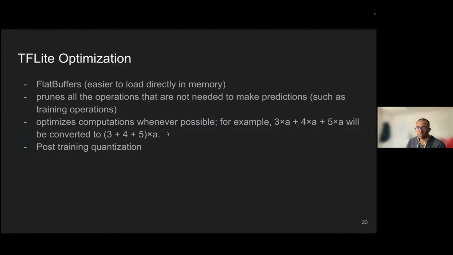Some of the optimizations that TensorFlow Lite does: by default, when you use a TensorFlow saved model, it uses protobufs that are not easy to load in memory. When you use flat buffers, as long as you load the asset, it directly maps to memory. So you don't need to do any pre-processing or mapping, and it's much faster to read in memory.